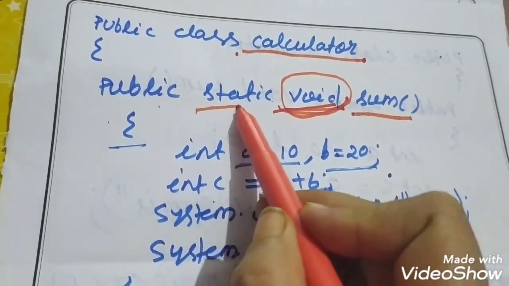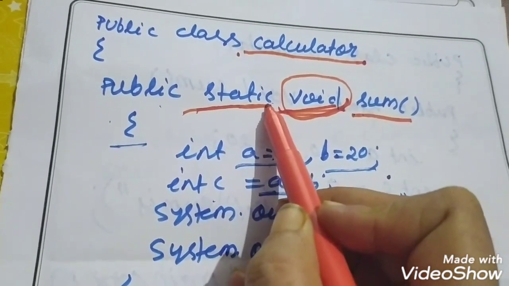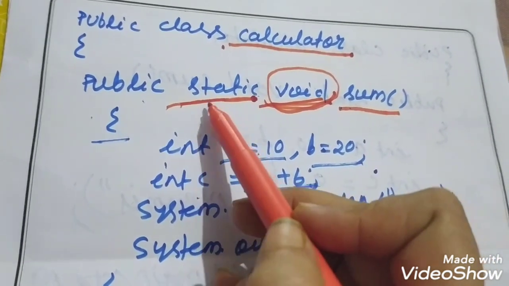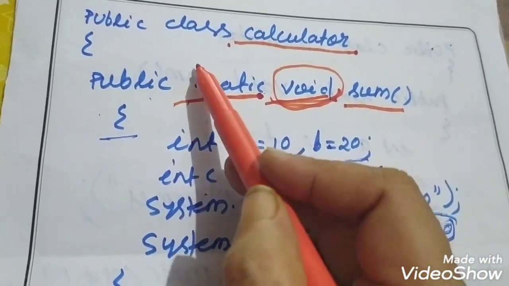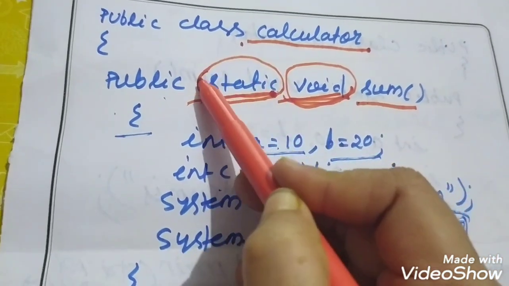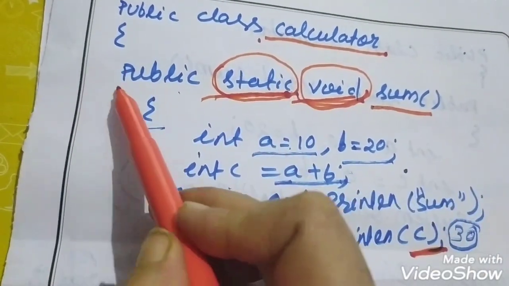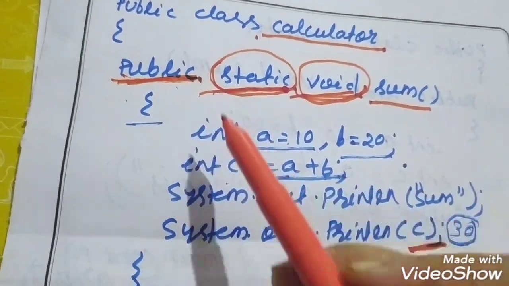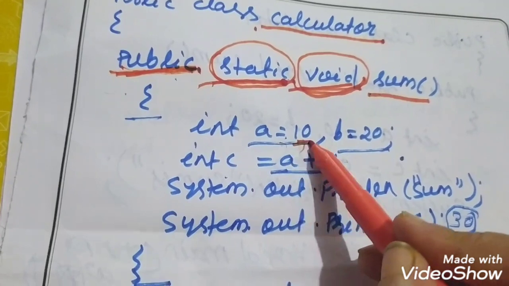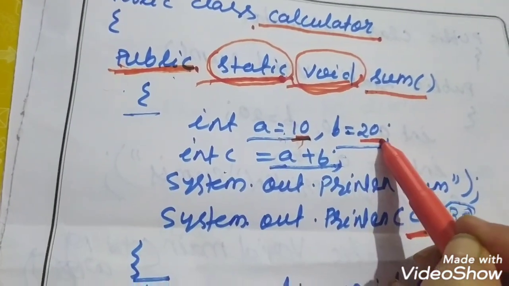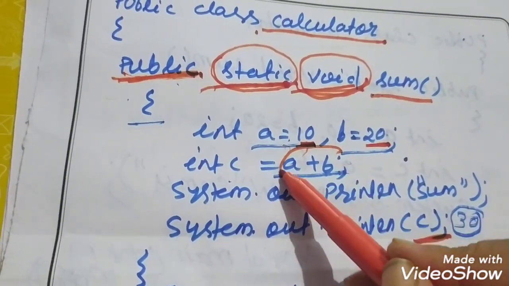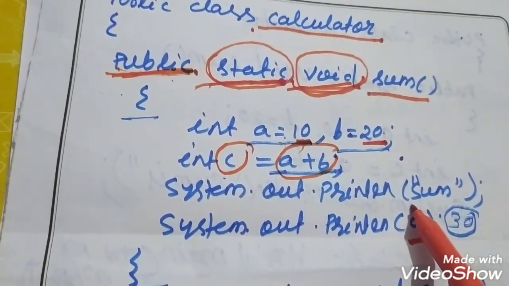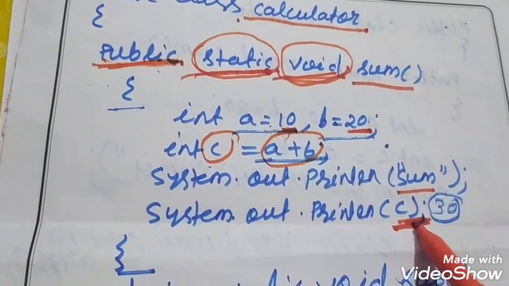Now again comes to the static part. The method does not need to be invoked by an object. The method is invoked by the class. So that's why it is known as static. And all of you know the meaning of public. Public means accessible by all. Okay, so inside the method there are two data where we have taken constant values A and B. Then we added these two data. The result is stored in C and the result sum has to be displayed like this.